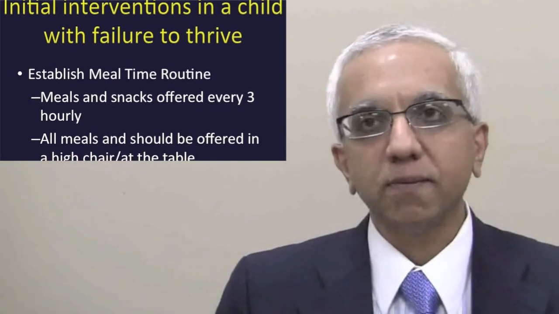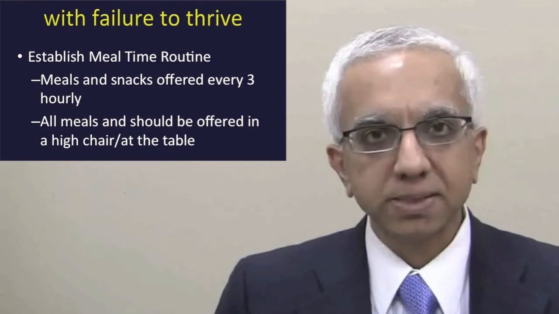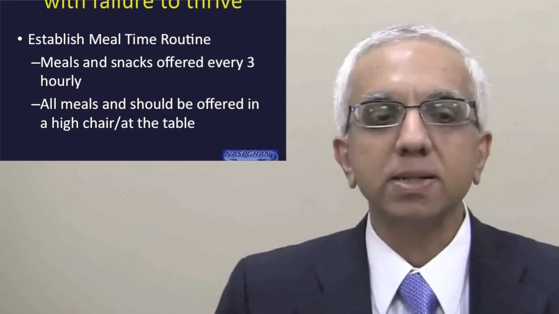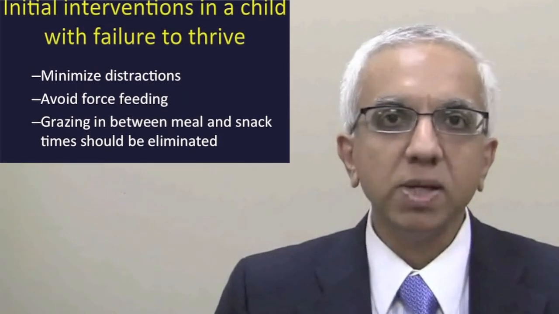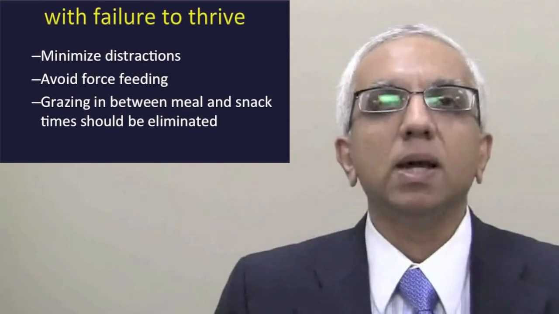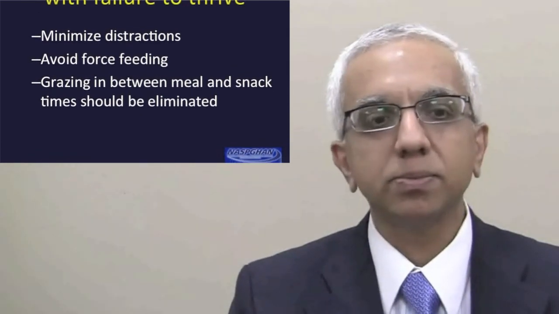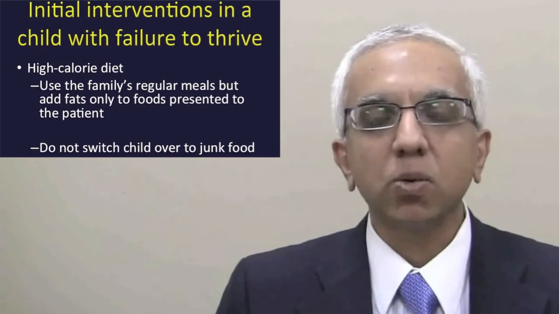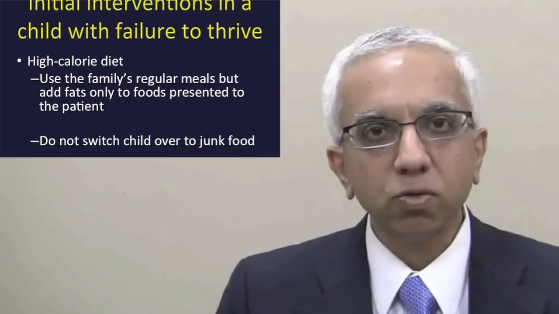Repeating the initial interventions for a child with failure to thrive. The child should be offered meals and snacks every 3 hourly. All meals and snacks should be offered in a set place. Distraction should be minimized. No TV, playing games while the child is eating. Avoid force feeding. Grazing in between meal and snack time should be completely eliminated. Again, high-calorie diet using the principles outlined before. Do not switch the child over to junk food.